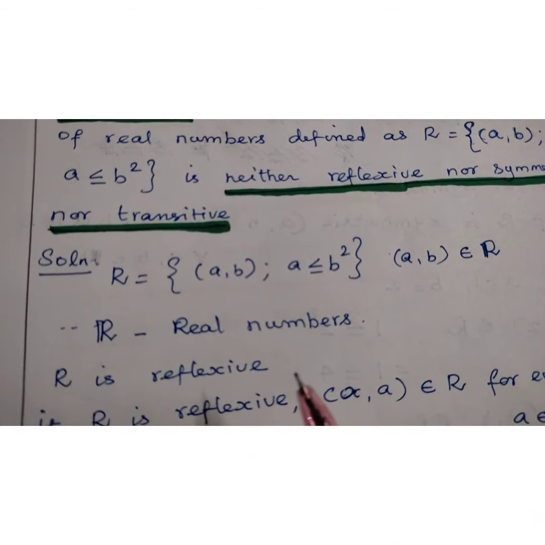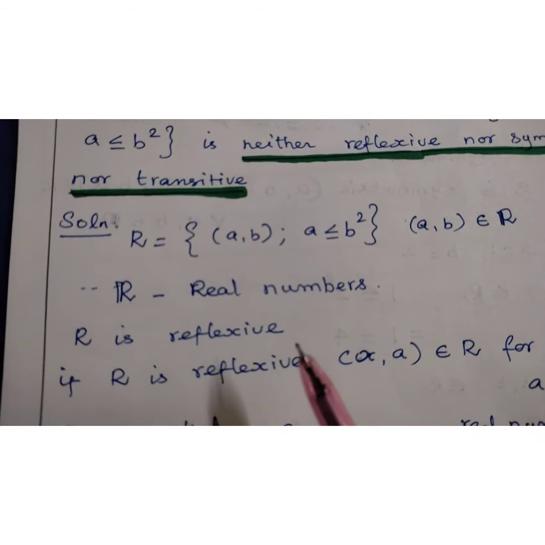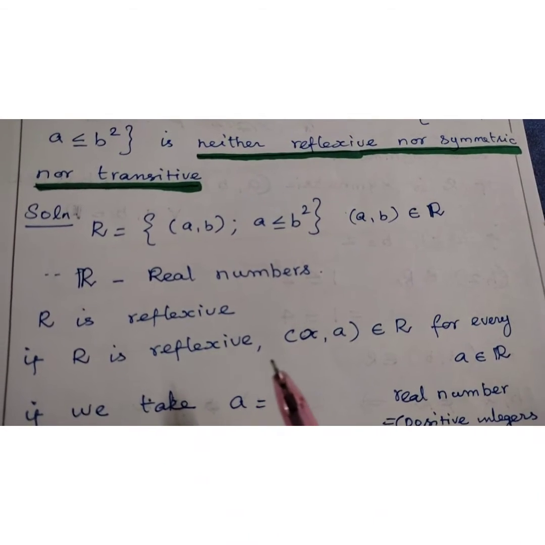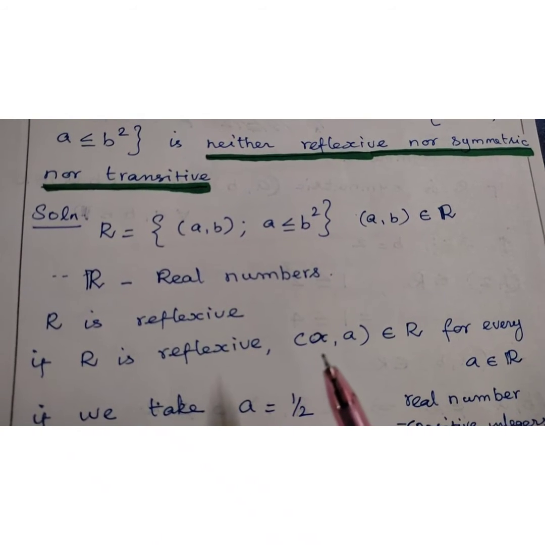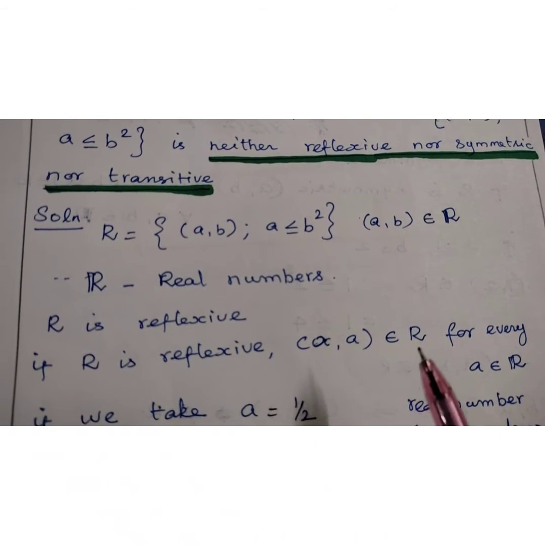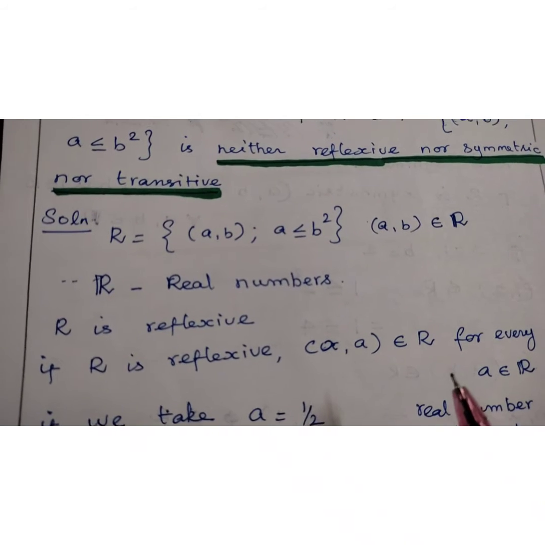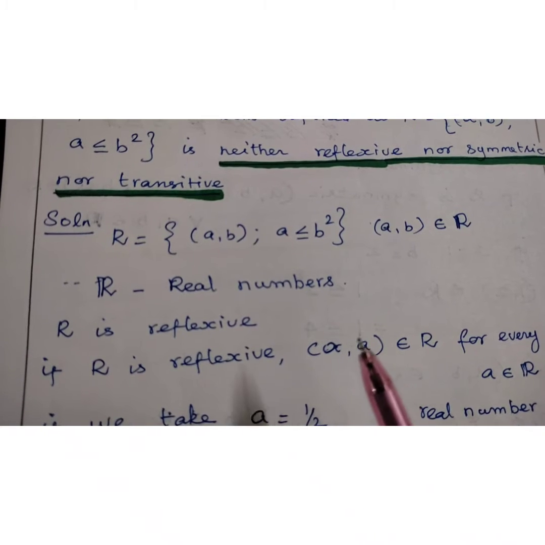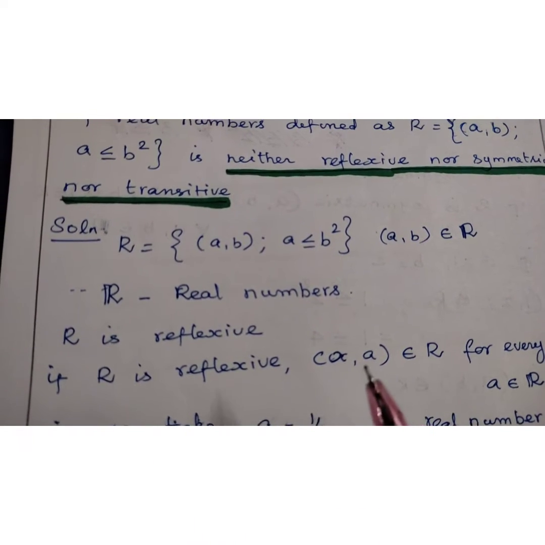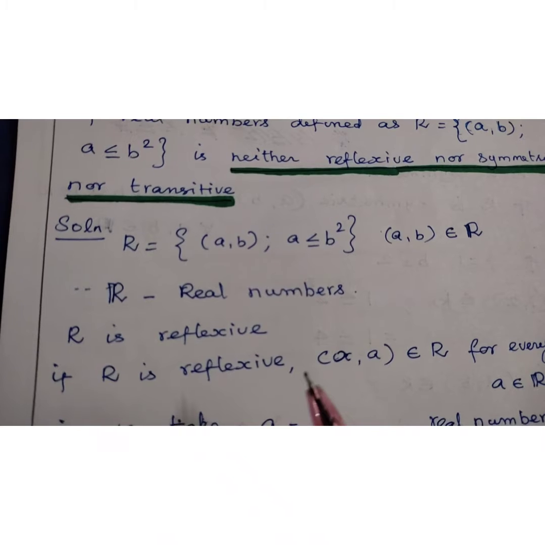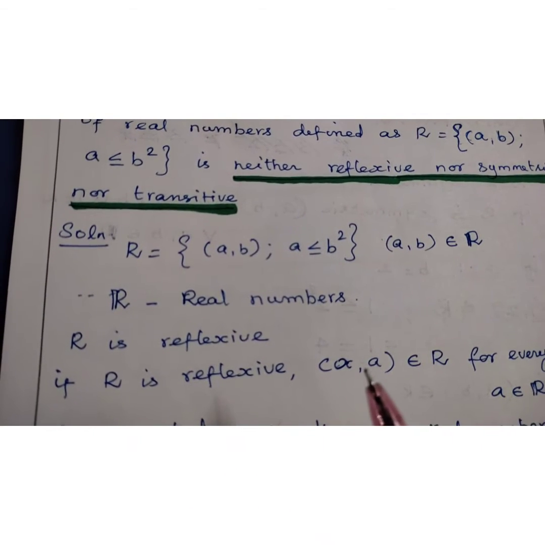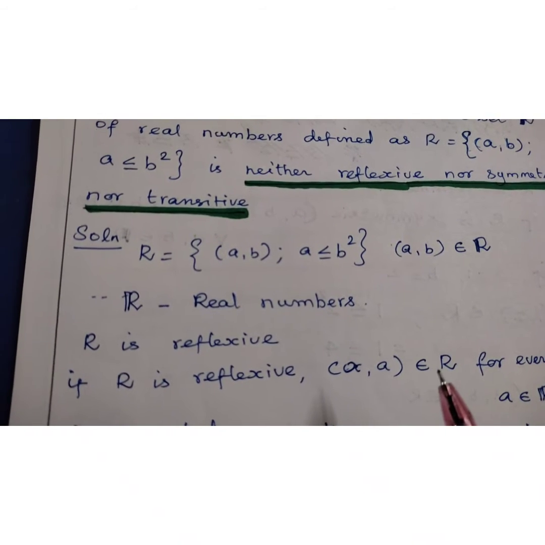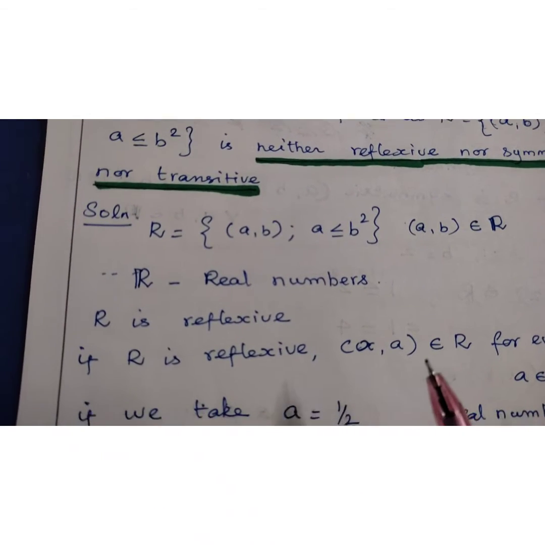First one, if R is reflexive, then we have the condition (a, a) belongs to R for every a belongs to R. If R is reflexive, then we have to prove that (a, a) belongs to R. Here we have to prove that R is not reflexive. Therefore, here we have to prove (a, a) does not belong to R. Here we have the solution.